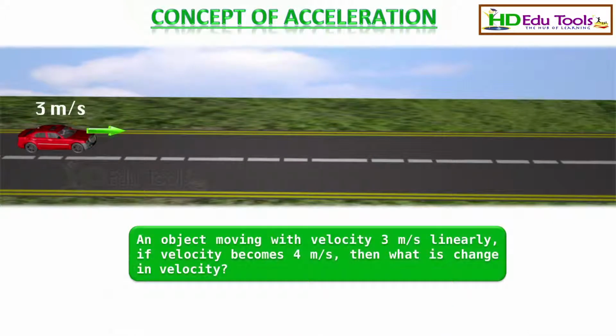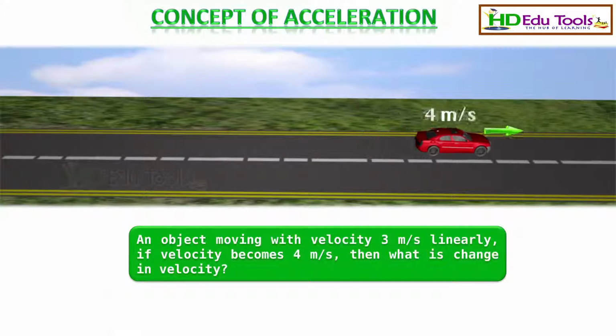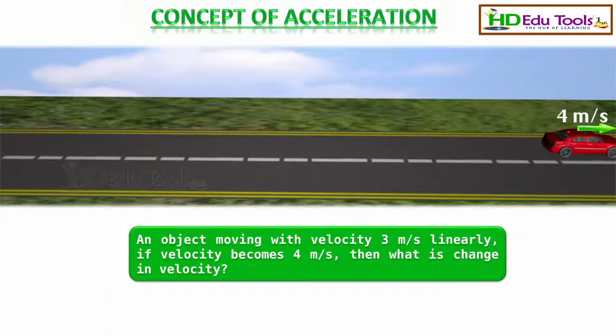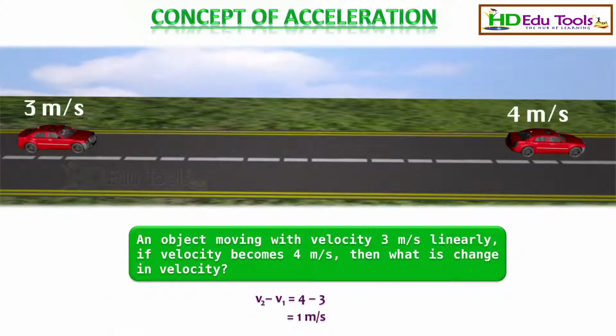An object moving with velocity 3 meter per second linearly, if velocity becomes 4 meter per second, again moving in the same direction. What is its change in velocity? Simply v2 minus v1, that is 4 minus 3. This is equal to 1 meter per second.